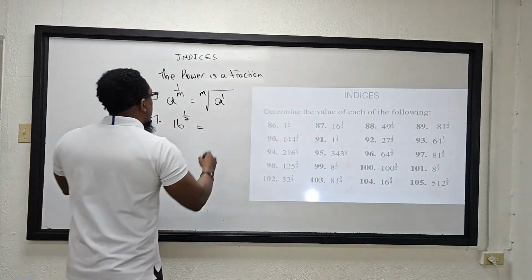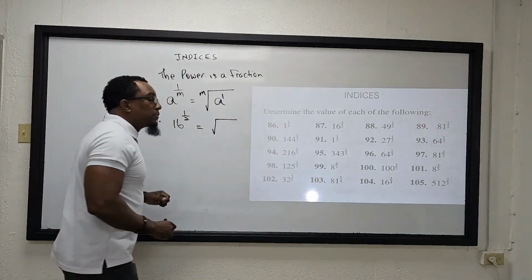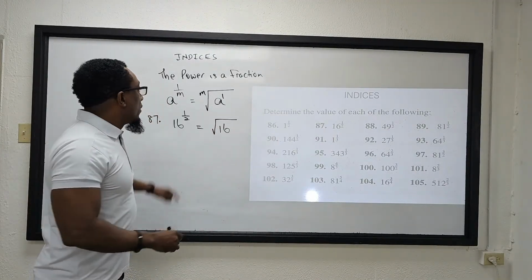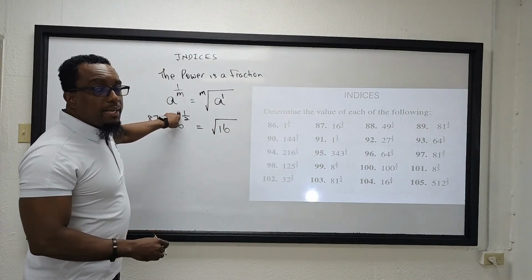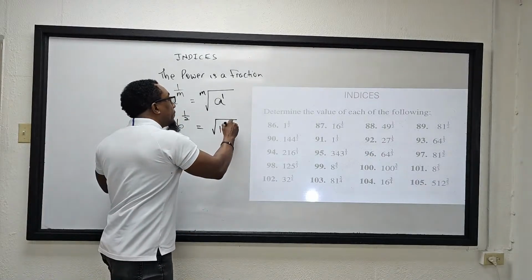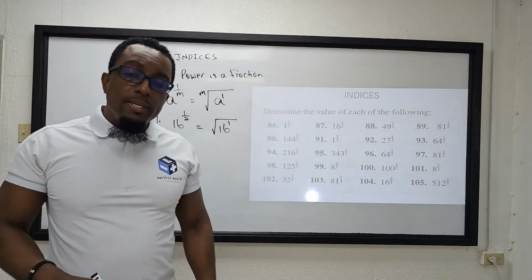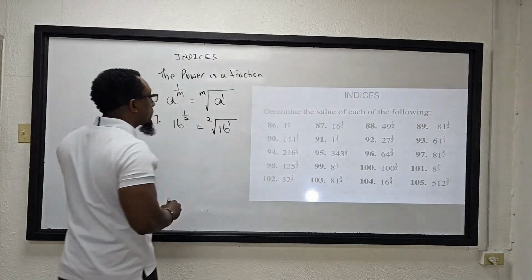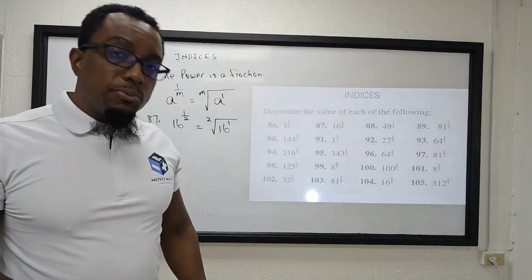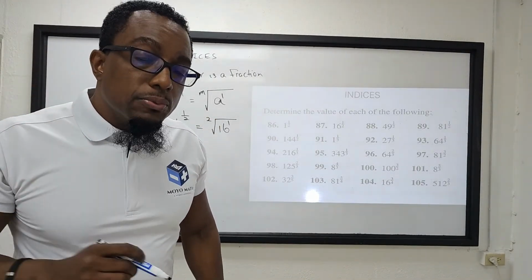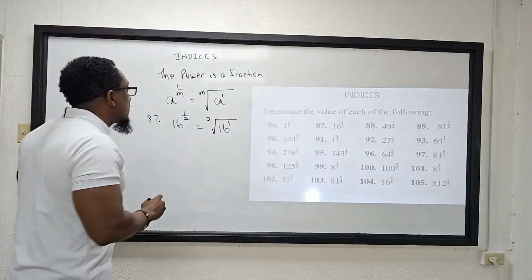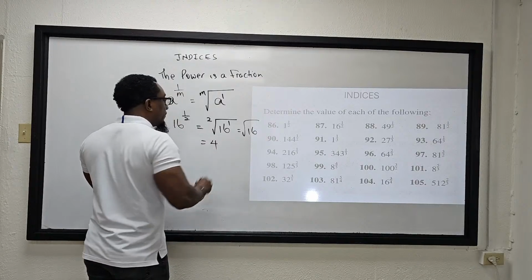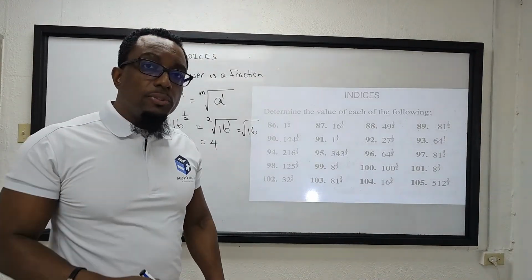This will be bringing your root symbol, 16 the base, it's placed under the root symbol. 1 the numerator of your power, that's a fraction, becomes the power of 16. 2 the denominator of your power, that's a fraction, becomes the order of your root. So that really is square root. And the square root, this is the same as the square root of 16, which is equal to 4. Straightforward.